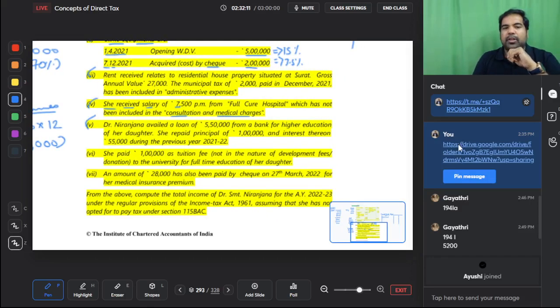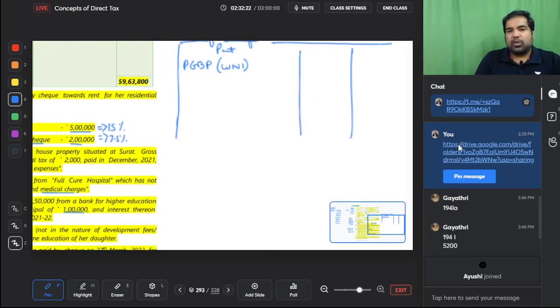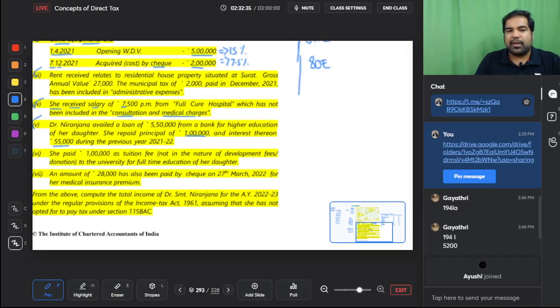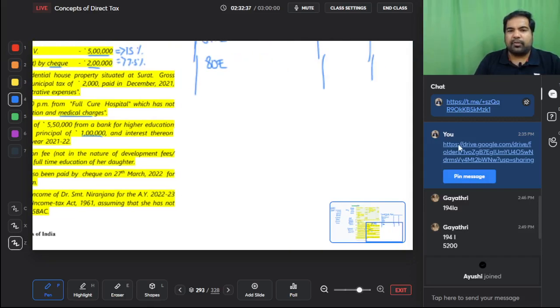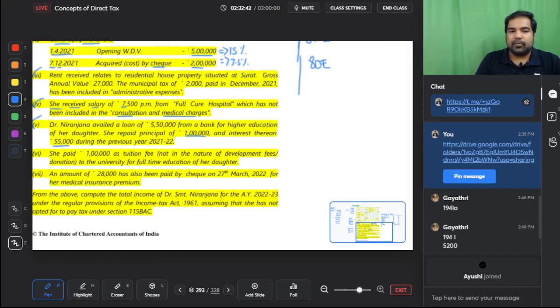Next, guys, Dr. Niranjana availed a loan of 5,50,000 from a bank for higher education of her daughter. She repaid principal of 1 lakh and interest of 55,000. Remember, guys, this is her total income. You will get GTI once you put IFHP, once you put salaries, once you put IFOS, you'll get GTI. From that you can minus 80E, but E is education, interest only; of the interest you can minus 55,000. Here we go, we can minus 55,000 under 80E.